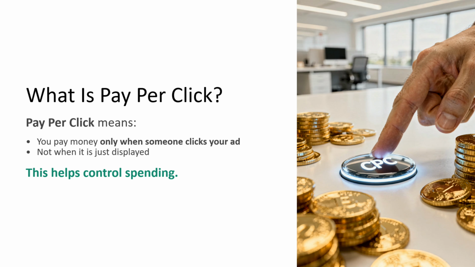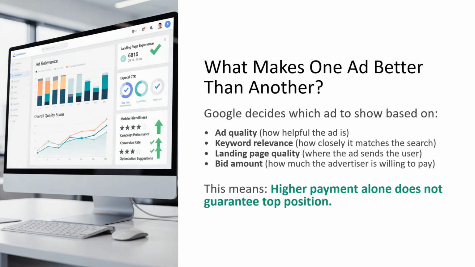Now we will see what pay per click is. Pay per click means you pay money only when someone clicks your ad, not when it is just displayed. This helps control spending.